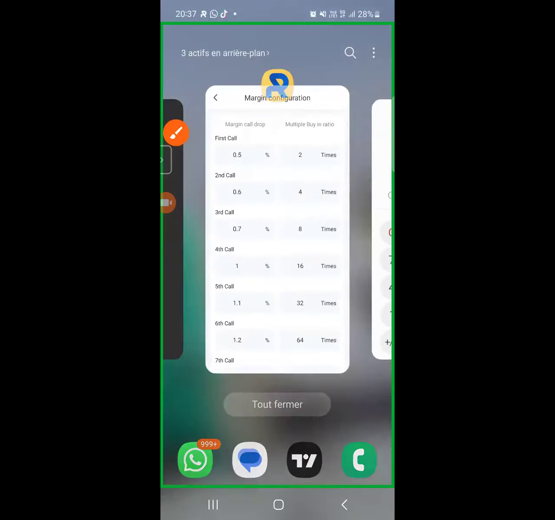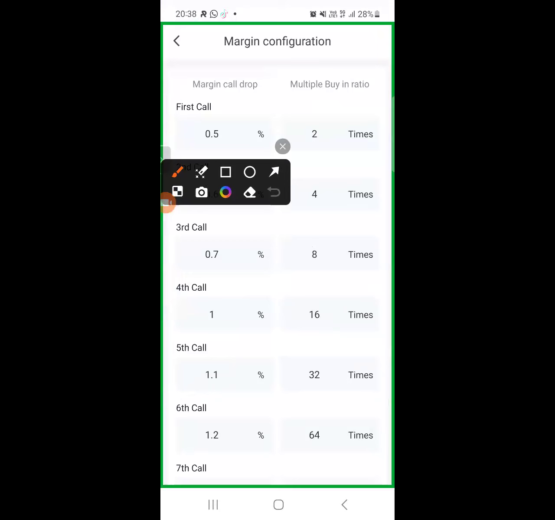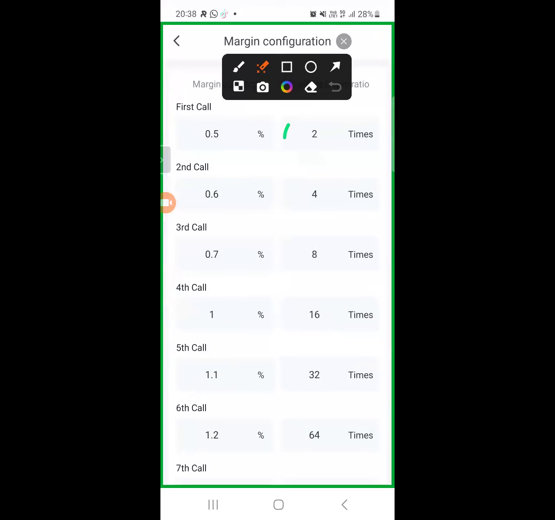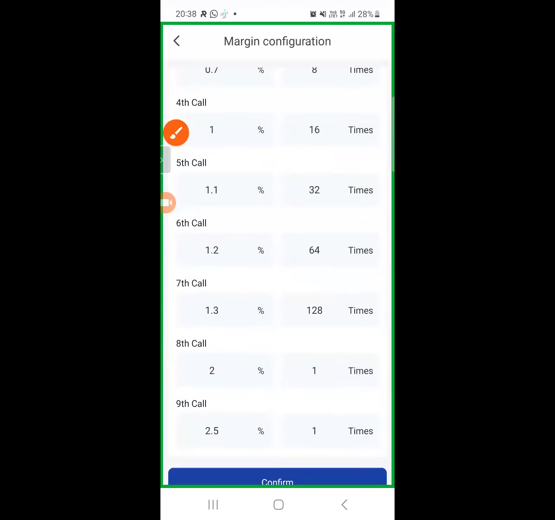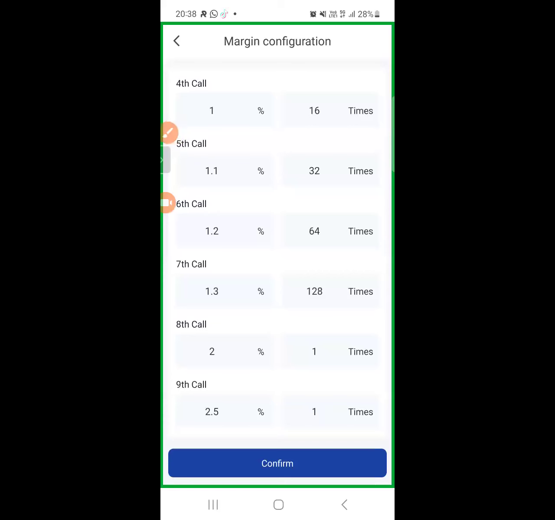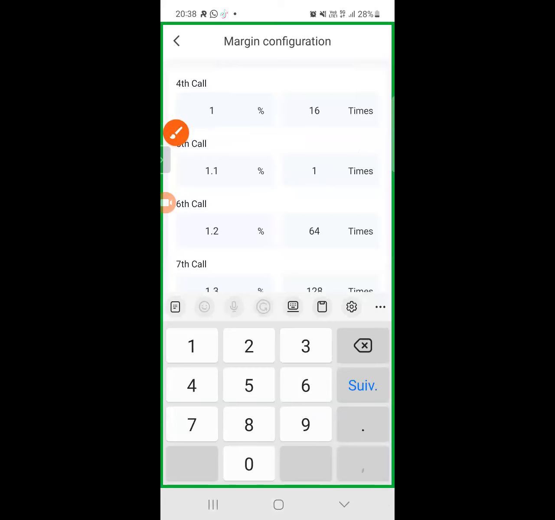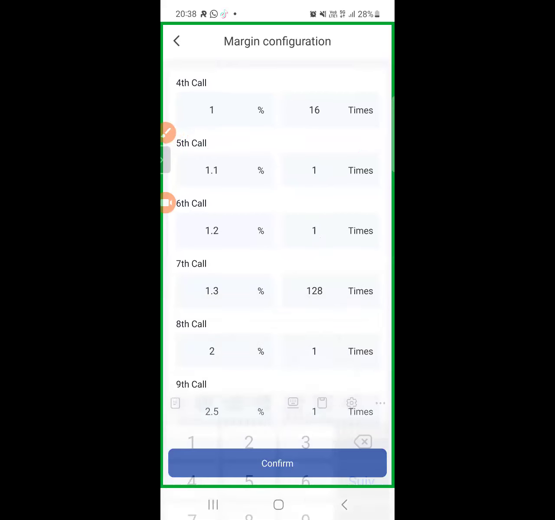So let's go there. So here you see from the first call to the fourth call, it's using 30, which is 30 times 5, it will give you a result of $155. Then the remaining $45, you spread it to the 5 remaining margin calls. So here, from the 5th call, you can make 1 time, because the money remaining is 45.